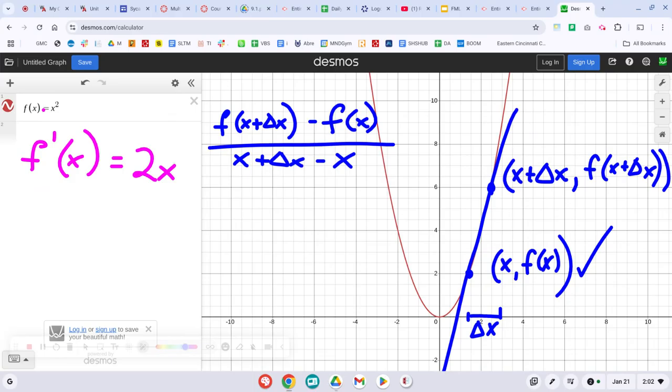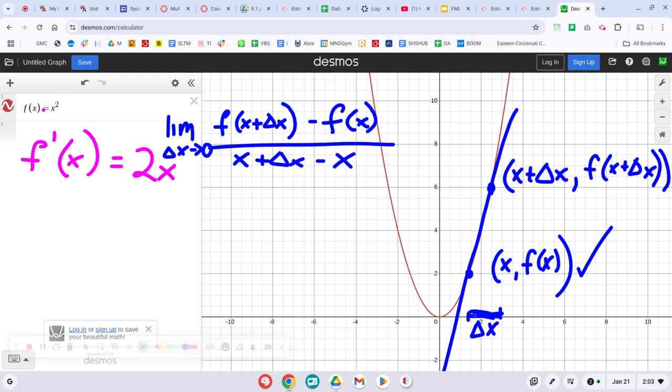But what if I took the limit as delta x approached 0? So if I kept taking this little space down here and shrinking it and shrinking it and shrinking it, well then when delta x became 0, that secant line would become a what? It would become a tangent line. So watch me do this.